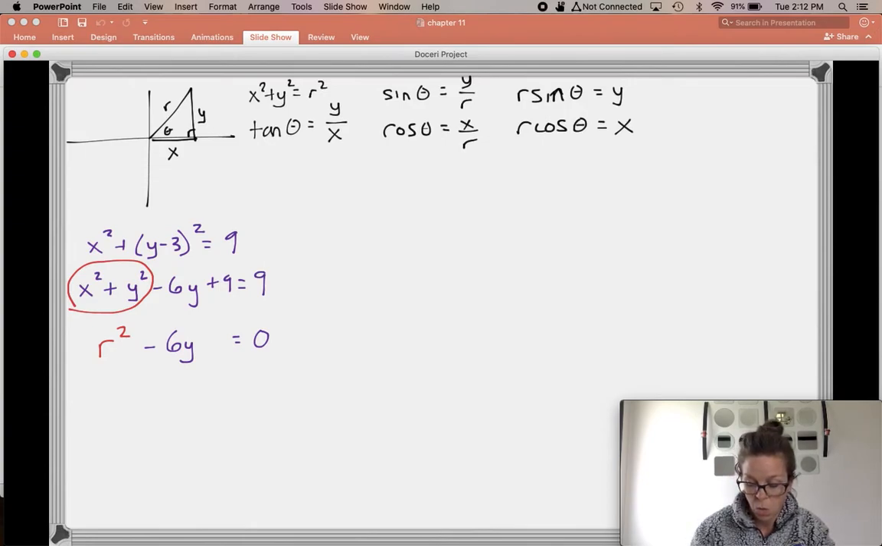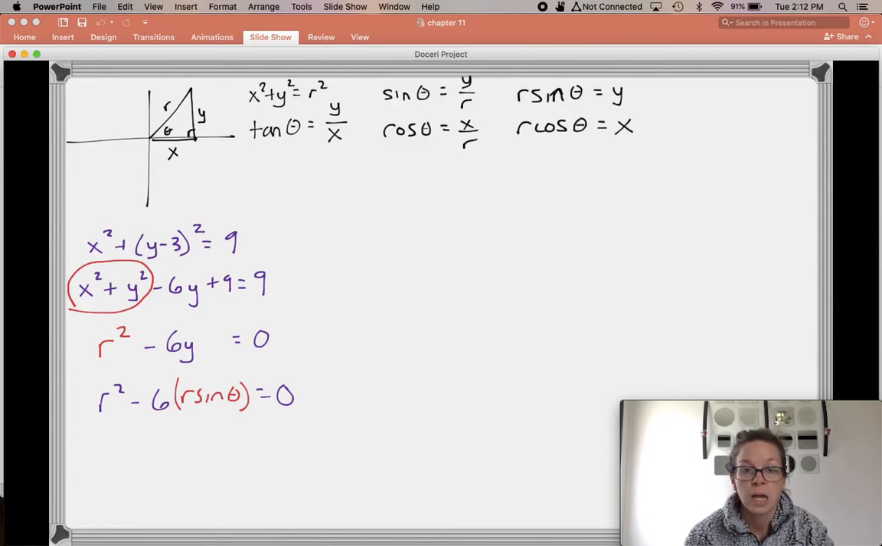Well, what do I know about y? All right, so I got r squared minus 6y, and y is equal to r sine theta. That's another substitution, from that other top equation, that r sine of theta is equal to y. So we can replace that in there. Now we just have r's and thetas left. To clean this up a little bit, because both of those terms have an r in them, I'm going to factor out an r.